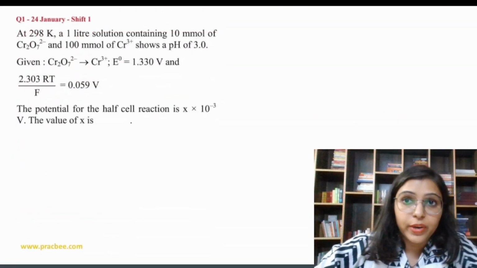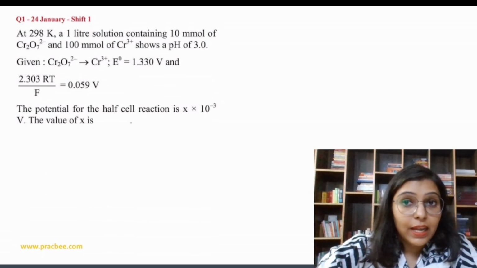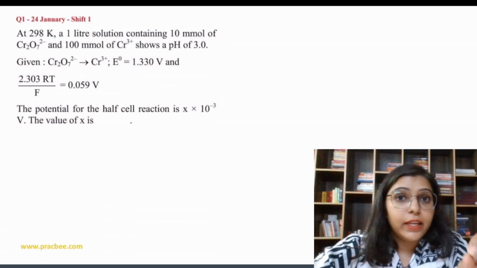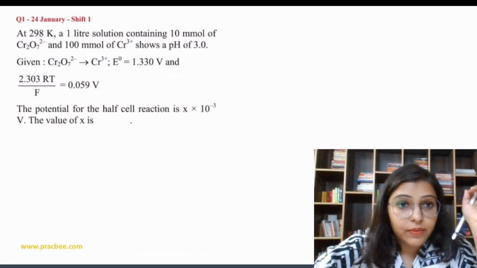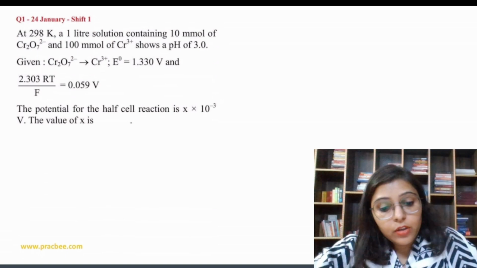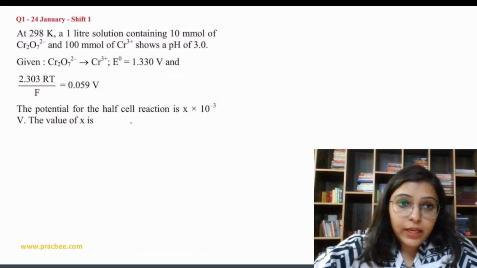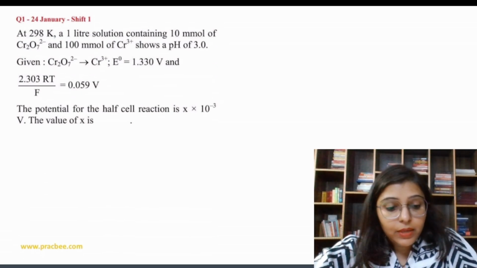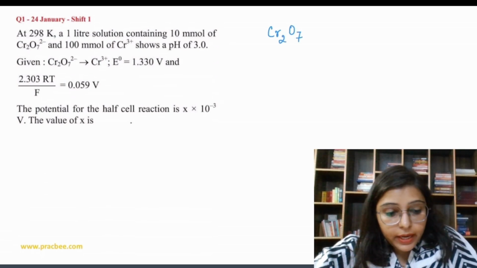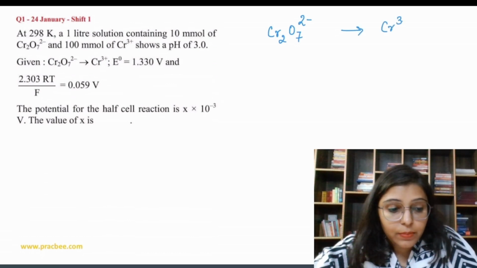If you see this question, we have at 298 Kelvin, which is room temperature, 25 degrees Celsius, a 1 liter solution containing 10 millimole of Cr2O7 and 100 millimole of Cr3+, and it shows a pH of 3. So let's write down the information. pH is equal to 3, which means it is an acidic medium, and we have already discussed in redox that dichromate Cr2O7 2- in acidic medium is converted to Cr3+.